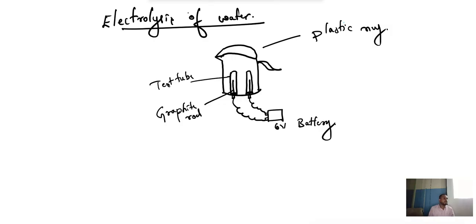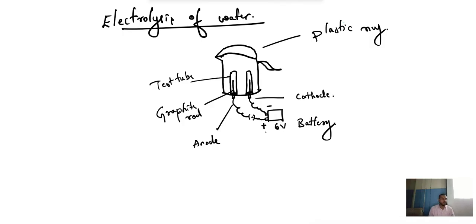Here, the most important thing is we need to show the indications of which is the positive terminal and which is the negative terminal in the battery. Now this is a switch, called a plug key. This is our positive terminal, and since it is positive, we call this the anode, and this negative terminal we call the cathode.